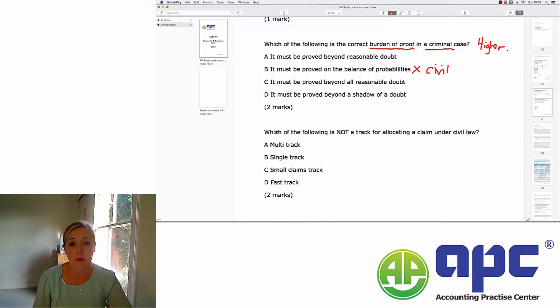So is it must be proved beyond reasonable doubt, be proved beyond all reasonable doubt, or be proved beyond a shadow of a doubt? So the way to look at this is, while it's a higher burden of proof, it's not an absolute burden of proof. So the answer is A, it must be proved beyond reasonable doubt. C and D put a slightly higher burden of proof, so neither of those are correct. It's important to learn the language of these kinds of provisions.